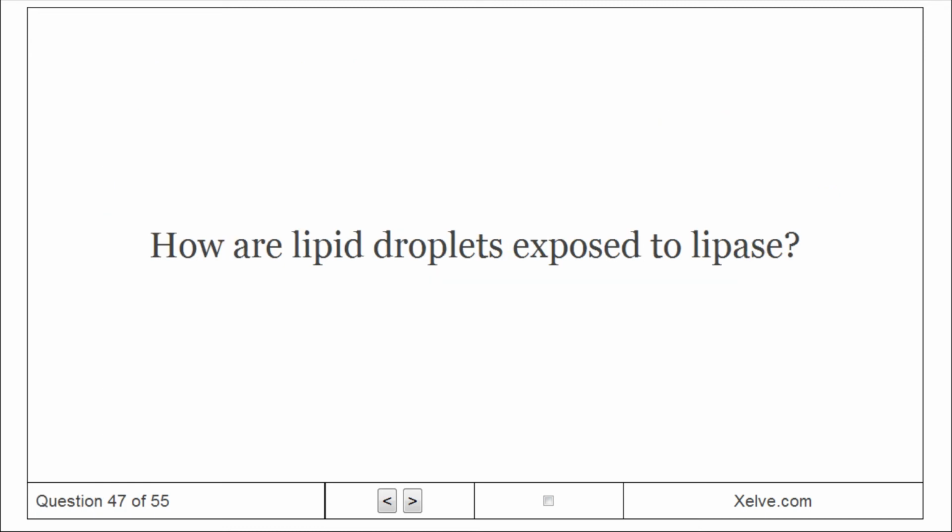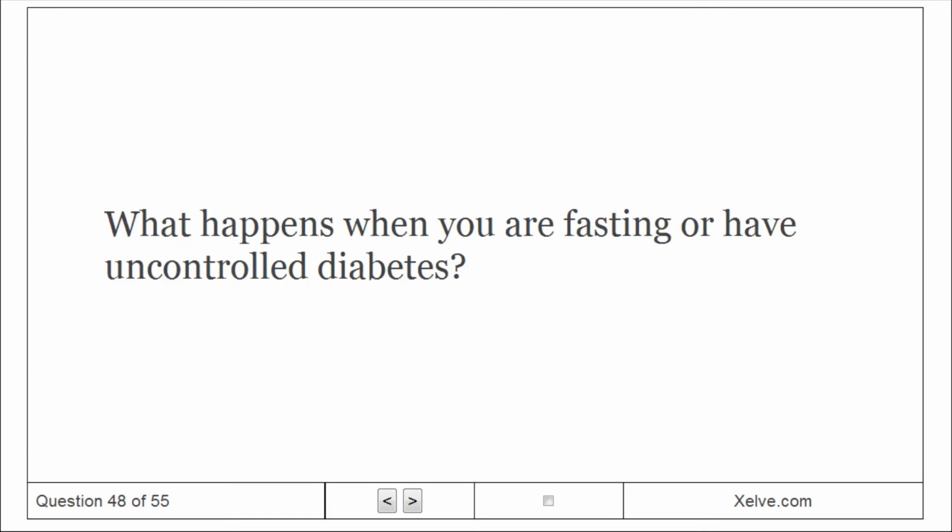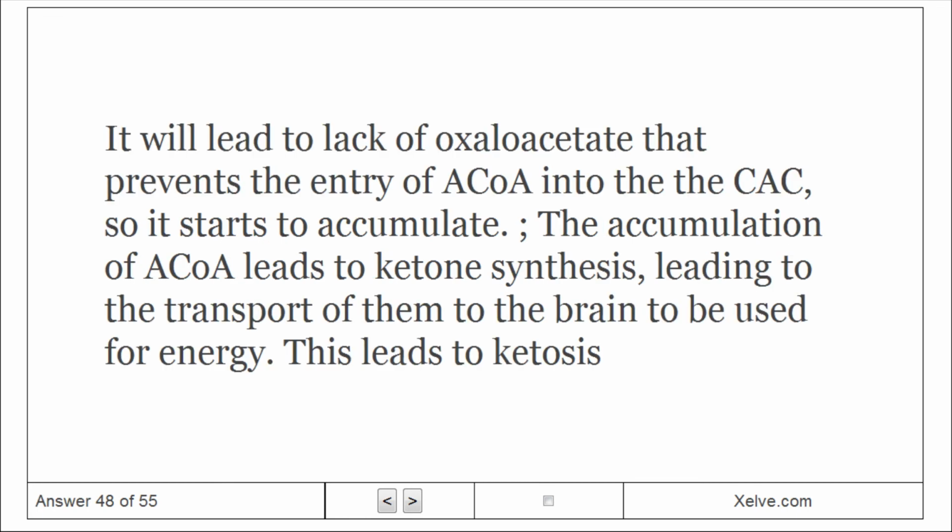How are lipid droplets exposed to lipase? By phosphorylation of perilipin. What happens when you are fasting or have uncontrolled diabetes? It will lead to lack of oxaloacetate that prevents the entry of acetyl-CoA into the citric acid cycle, so it starts to accumulate. The accumulation of acetyl-CoA leads to ketone synthesis, leading to the transport of them to the brain to be used for energy. This leads to ketosis.